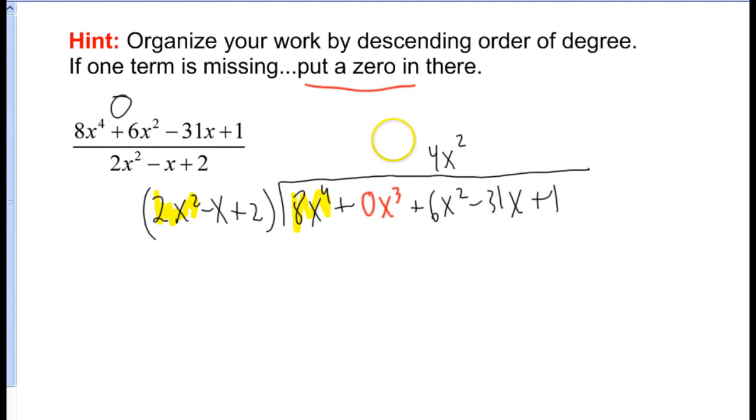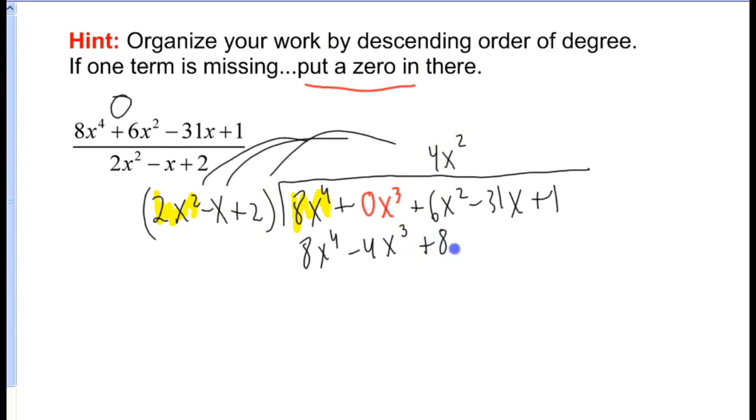I'm going to go ahead and multiply this out. So we multiply that by all 3 terms there. So you get 8x to the 4th, no surprise, minus 4x squared. That's x cubed, right? Negative x times 4x squared is x cubed. That makes sense. And then plus 8x squared. So we're going to subtract each one of those terms. Subtract, subtract, subtract. And this goes away. We get 4x cubed minus 2x squared minus 31x.